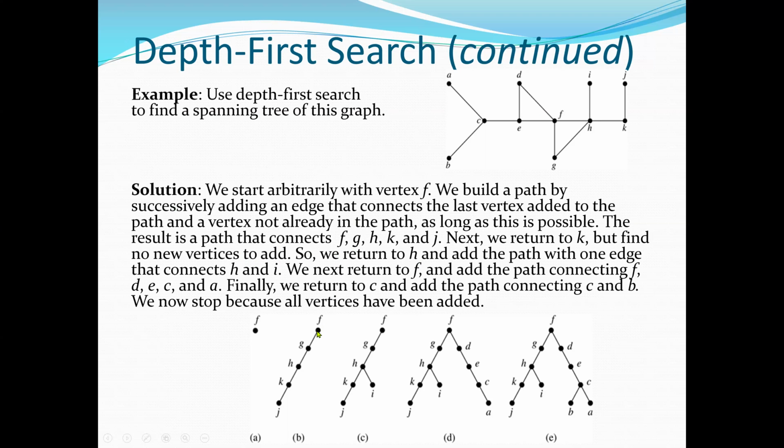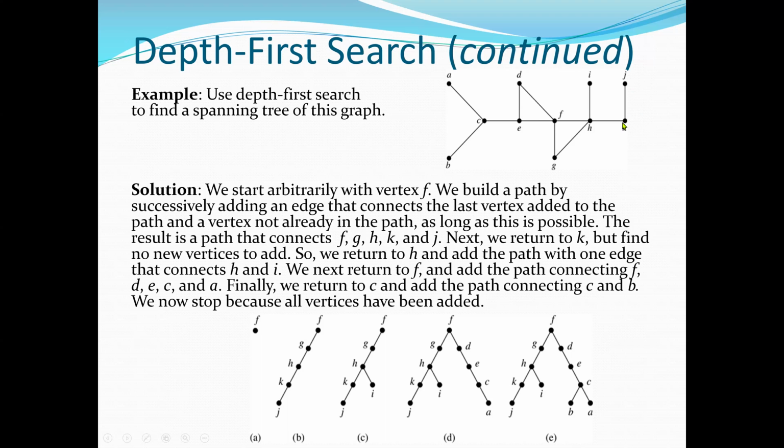So we went through F, then G, then H, then K, then J. So F, G, H, K, and J. This is what we form. Then when we reach J, there's nothing more, we can't go any further. So next we return to K.